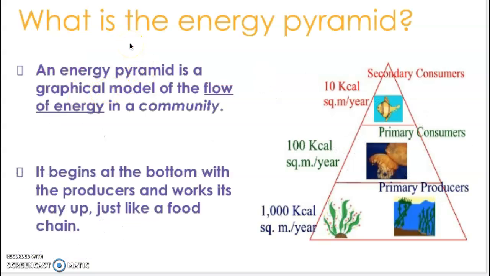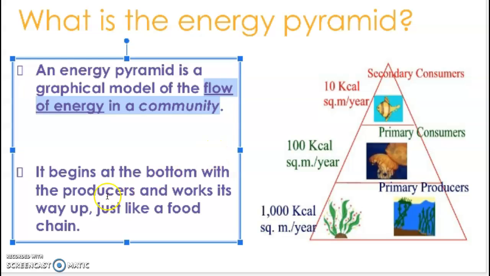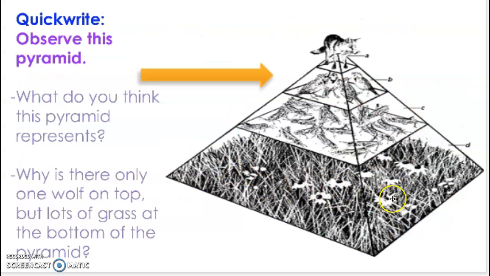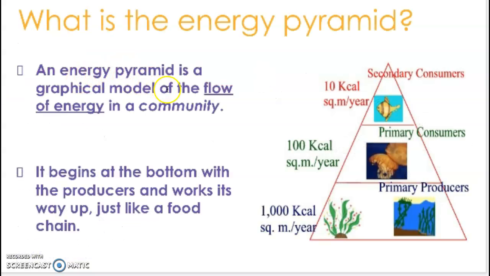However, the more formal way to think about this is that the energy pyramid represents the flow of energy in a community. It begins at the bottom, so this is where the energy is going to start, and the grasshoppers would eat the grass, so the energy is going to move from the grass to the grasshopper. There's going to be an arrow pointing at the grasshopper because that's where the energy is flowing. So an energy pyramid is a graphical model of the flow of energy in the community.